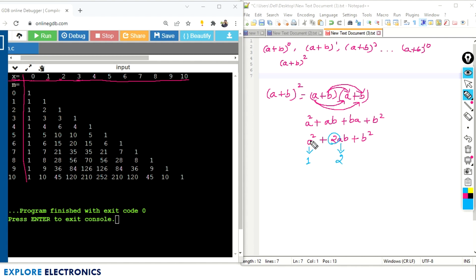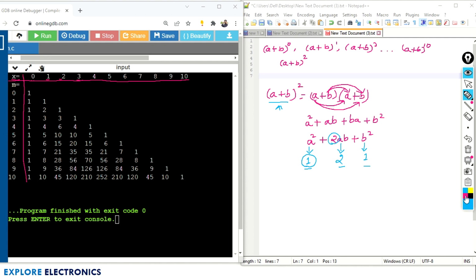How many times are we getting a squared? It is 1 time. And b squared is 1 time. So this 1, 2, 1 is nothing but the binomial coefficients of this expression, right? So that means binomial coefficients give us the count of how many times each combination occurs when we evaluate this expression. That is what it is going to give us. Now it is easy for us to calculate it for the power of 2.